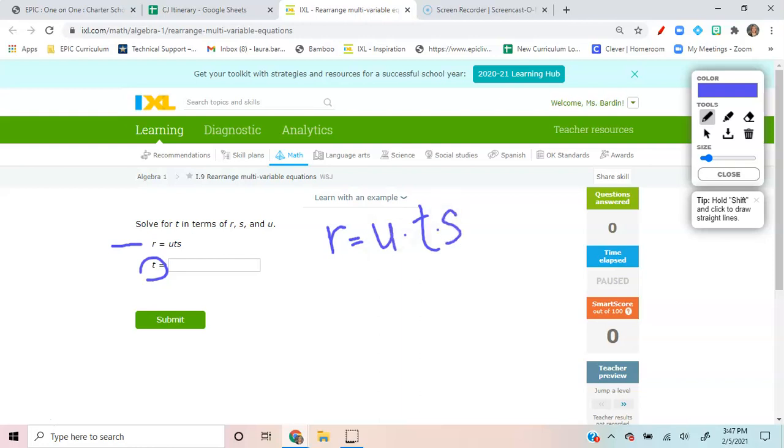All right, so what is the opposite of multiply? We said divide. So I'm going to divide by u and I will divide by s. Any number, like 7 divided by 7, gives an answer of 1. If I have u divided by u, my answer is going to be 1. It's very important that you remember that rule, and if you don't trust yourself, put it into a calculator and see if it doesn't equal 1. So u divided by u is 1, and s divided by s is 1.